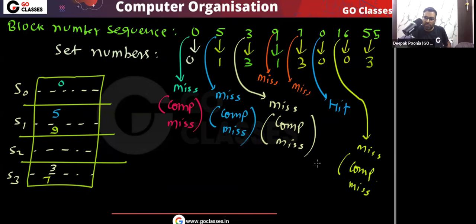But to which set will it map? It will map to set number 0. In set number 0, this line is already empty. So here we can put this block number 16. Very simple.